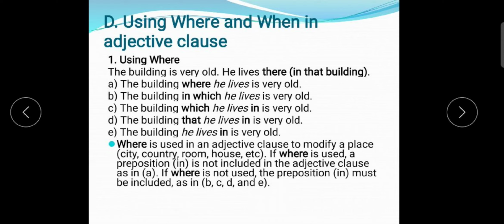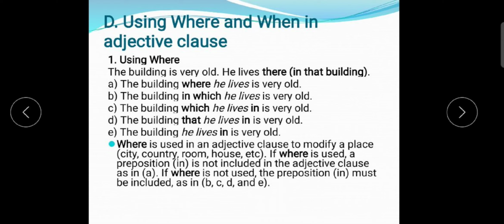B. The building in which he lived is very old. C. The building which he lived in is very old. D. The building that he lived in is very old. And E. The building he lived in is very old.